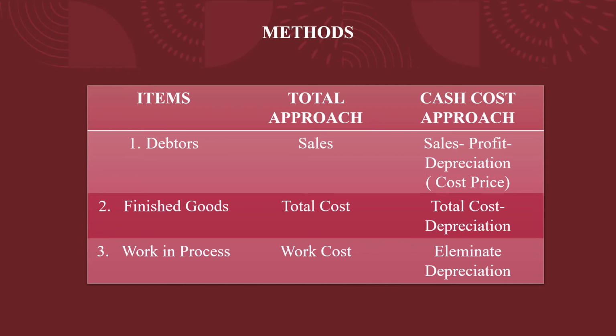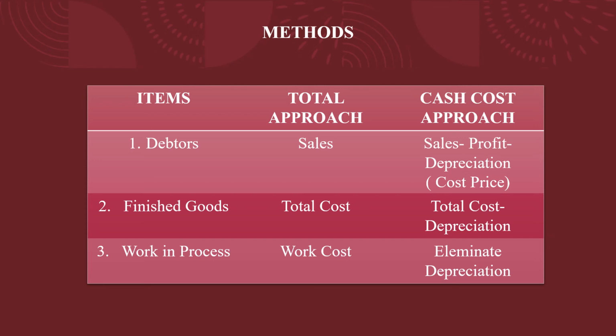Now, the second item, that is the finished goods, is also affected because of following different approaches. In the total approach, we calculate it on the total cost of production amount. But in the cash cost approach, we have to eliminate the depreciation part from the total cost of production. As already discussed earlier, as depreciation is a non-cash expense, we have to subtract it in the cash cost approach because we take only the cash amount.